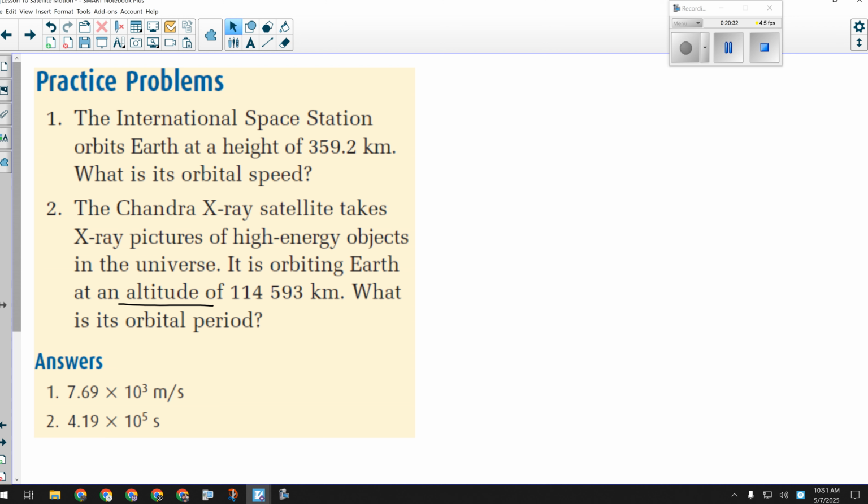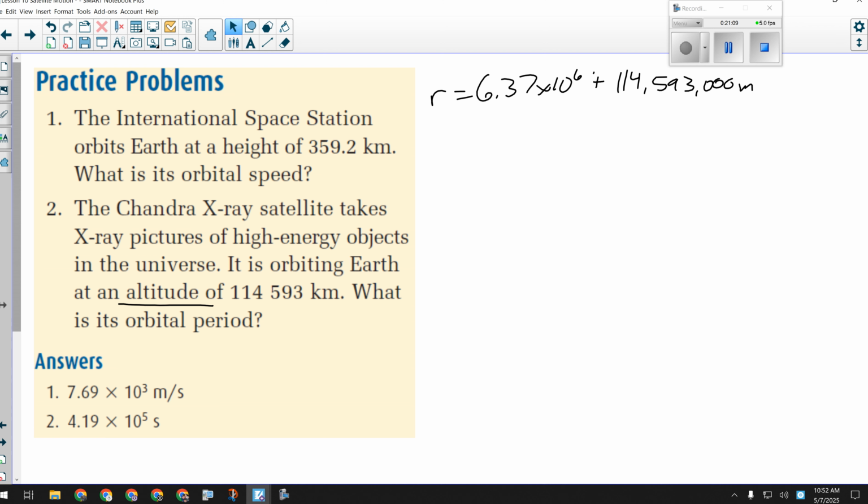altitude again. Okay, altitude is, of course, measured from the Earth's surface, not the Earth's center. Okay, so we do have to do that radius calculation again, 6.37 times 10 to the 6, plus now 114,593,000 meters. Okay, the Chandra X-ray satellite has to be high enough that it's above our Van Allen belts, above kind of the magnetic field of the Earth. Otherwise, incoming X-rays from the sun, they get slowed down. That's why we get auroras that can interfere with its operation. So it has to be much, much higher up.